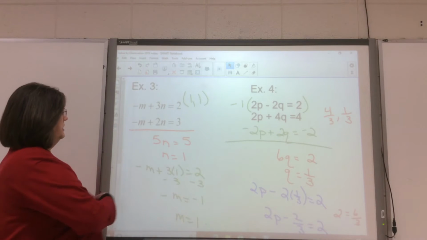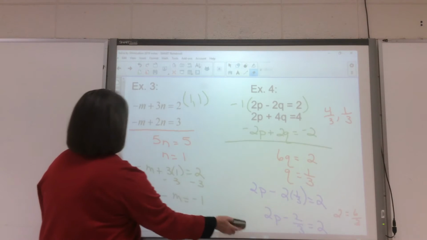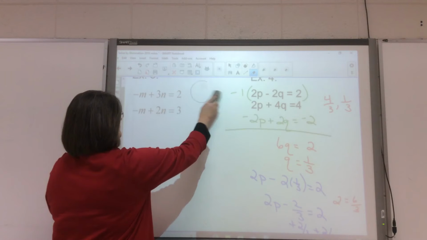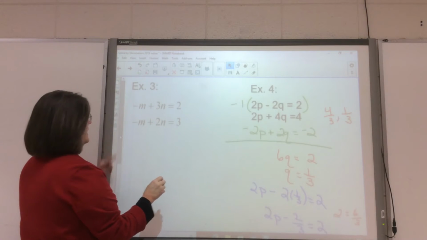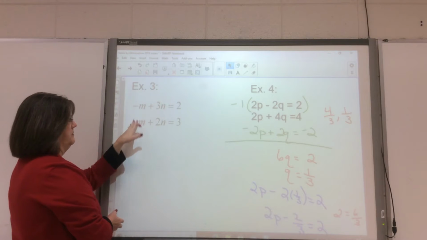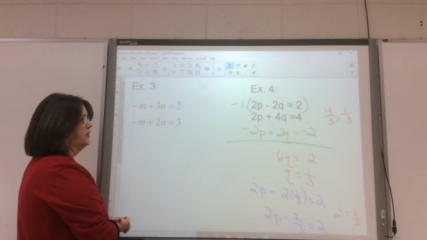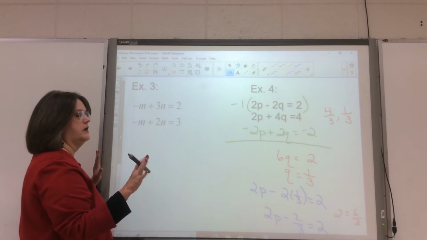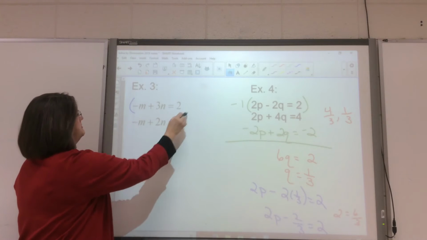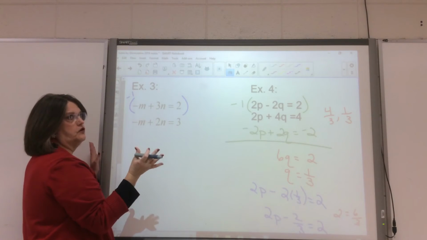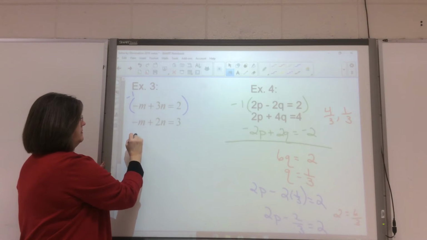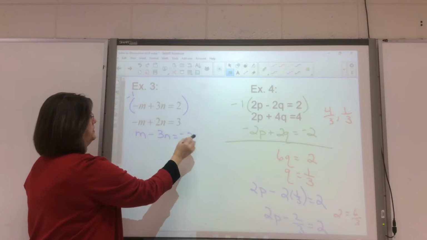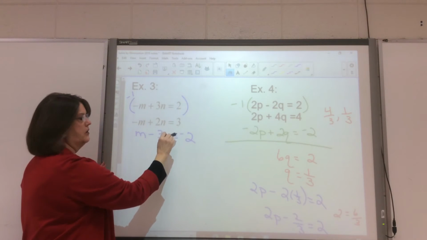In this particular instance, one of the variables does not cancel out when you add. You have a -m and a -m, which is -2m. So you can't just add these together. So what you need to do is take one of the equations, it doesn't matter which one, and multiply by -1. I just took the first one. That's going to become positive m, a -3n, and a -2. Be sure you distribute that throughout the entire equation.